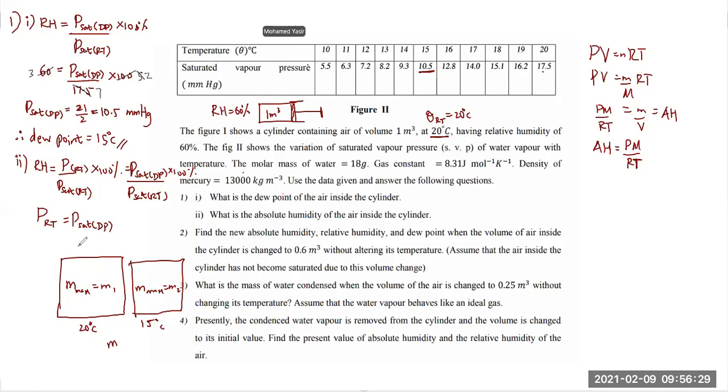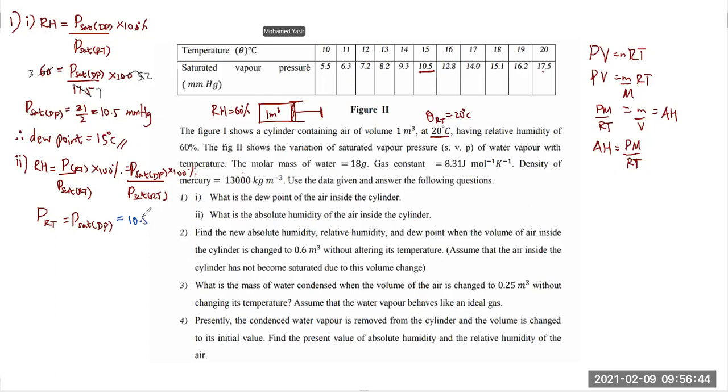Now, if you go back to this, since we have found the pressure of saturated vapor at the dew point, I can say the vapor pressure at room temperature is equal to the same. That is 10.5 millimeter mercury. Now, pressure is in millimeter mercury, not SI units, so I'm going to convert the pressure at room temperature to Pascal. How do you convert it to Pascal? You can use the equation h rho g.